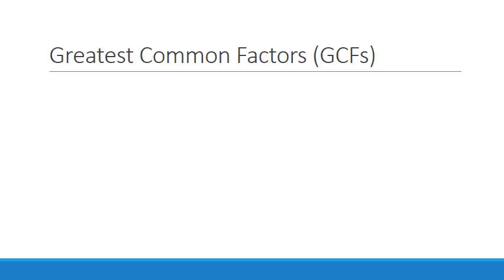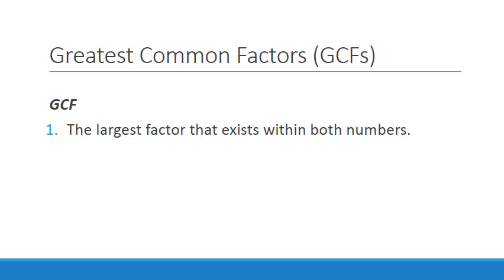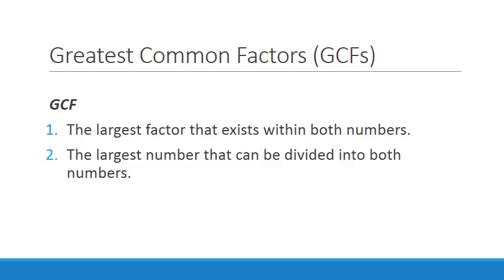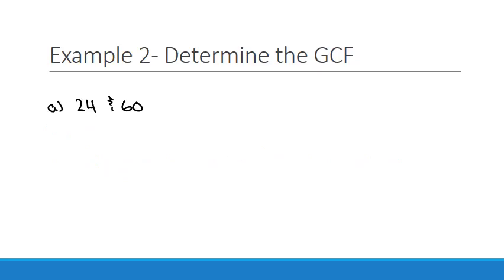Now let's look at greatest common factors. So greatest common factors, we're going to use these prime factor skills. So first of all, what is a GCF? Well, a greatest common factor is, there are 2 ways of looking at it that I'm going to present to you at least. It can be the largest factor that exists within both numbers. So if you're looking at 2 numbers, maybe the largest number that's common between them is 7. So that would be the greatest common factor. The other way of looking at it is the largest number that can be divided into both numbers. So however you want to wrap your mind around it, that's the greatest common factor.